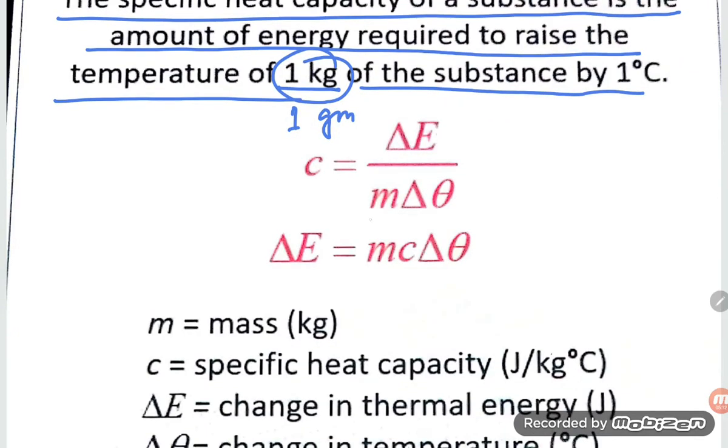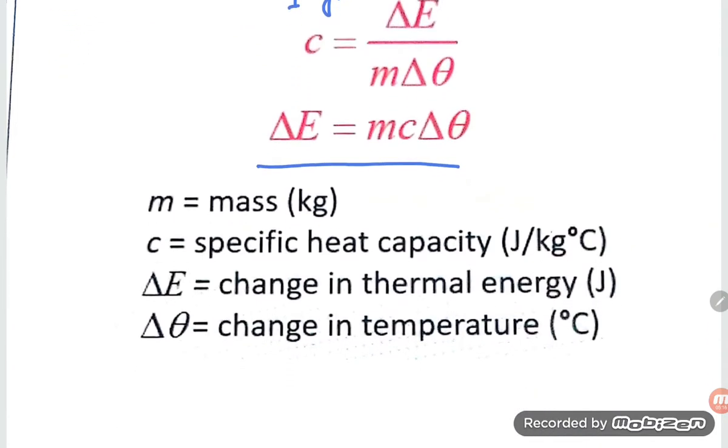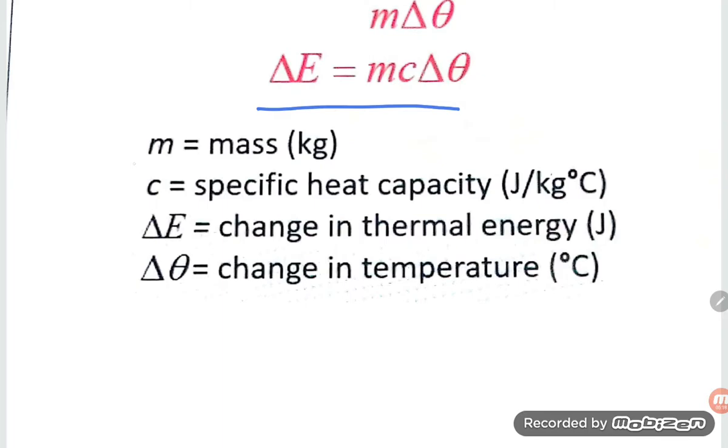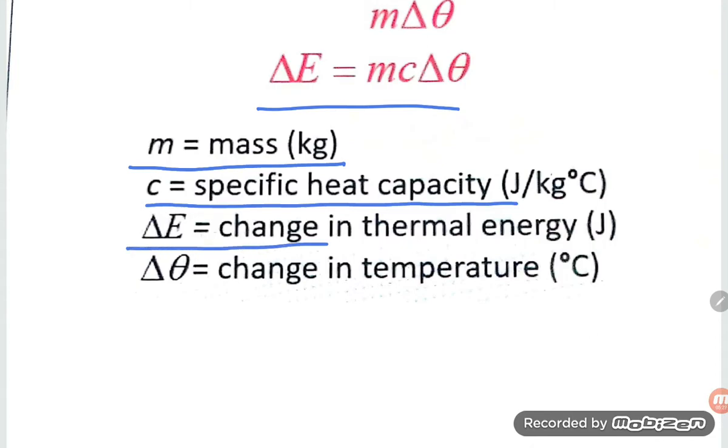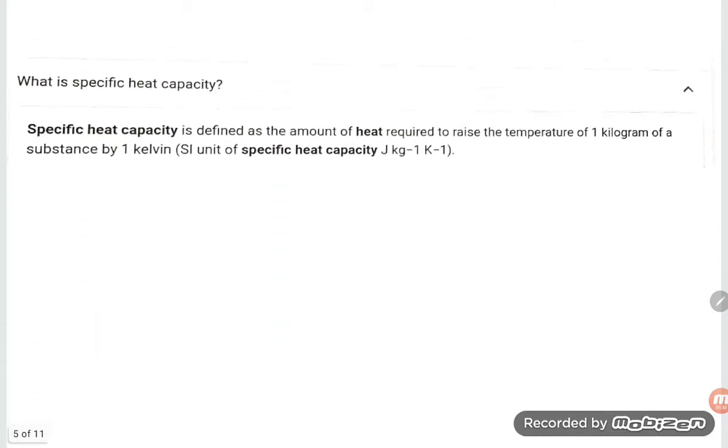So C is equal to ΔE by mΔT, or ΔE is equal to mcΔT. Now m is the mass in kg, C is the specific heat capacity in joule per kg per Kelvin, ΔE is the change in thermal energy in J, and Δθ is the change in temperature. Okay, students, it is better to understand what specific heat capacity is.